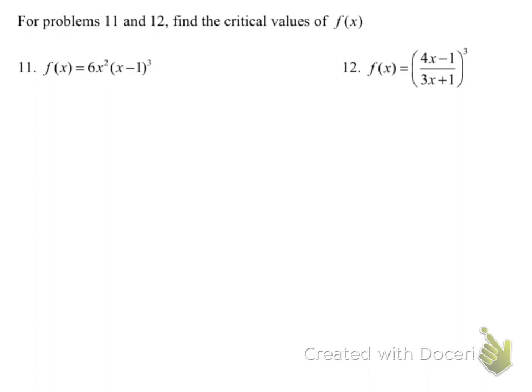Okay, in problem 11, they're asking you to find the critical value. So what does that mean? You should be remembering that that means take my first derivative, set it equal to 0, and solve for my x's. Alright, so let's begin that procedure. I'm going to take my first derivative, f prime of x equals, oh look, I have the product rule. So my first term is the 6x squared, my second is going to be the x minus 1 cubed.